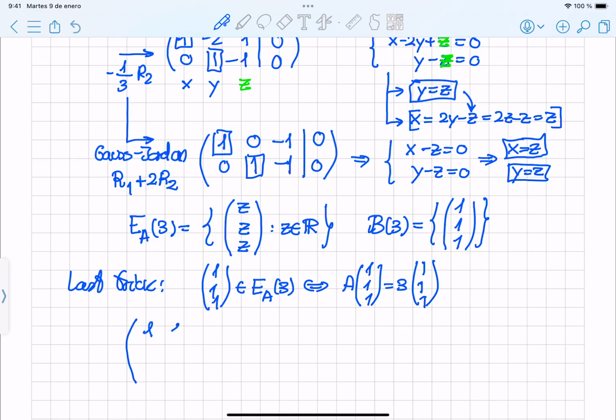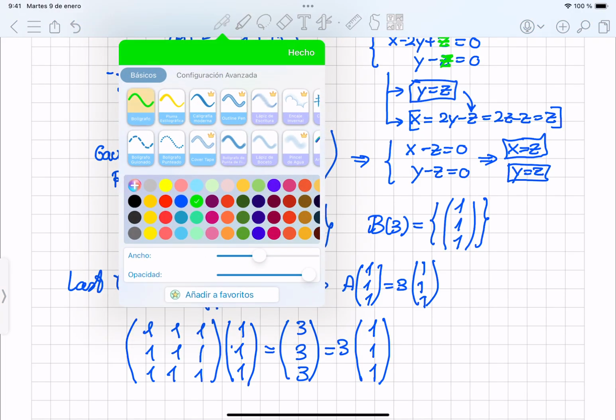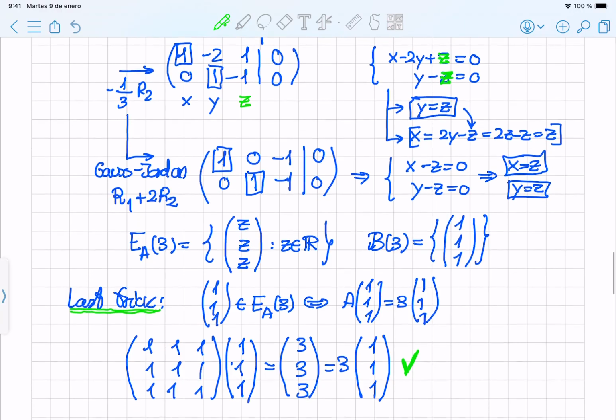So we pick the matrix A, which was 1, 1, 1, 1, 1, 1, 1, 1, 1, and multiply this by the vector 1, 1, 1, which is the vector we have obtained. And if you do the product, you will obtain 3, 3, 3, which is indeed 3 times the vector 1, 1, 1. So this is correct, and we made no mistake. This trick is very useful, but of course when we have time. So if you are doing an exam and you have time to check, you can check this way.